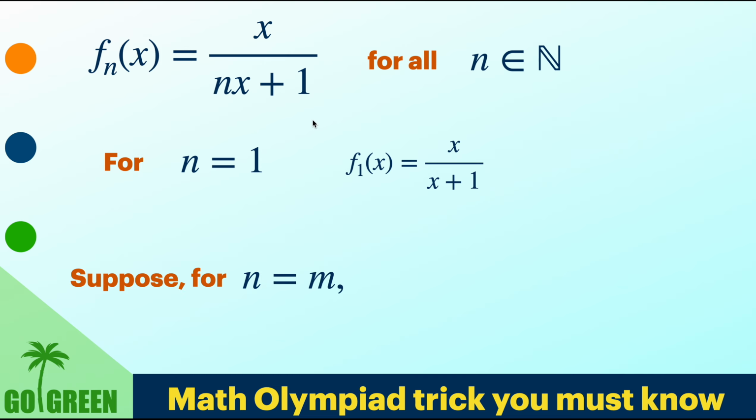Now we want to make the hypothesis that suppose for n equal to some number it is true. For n equal to some randomly chosen number, let's say m, suppose this is true. Then if we show that for m plus 1 it is also true, then we can use induction. So for n equal to m, if it is true, then we have that fm(x) is x over mx plus 1, right?